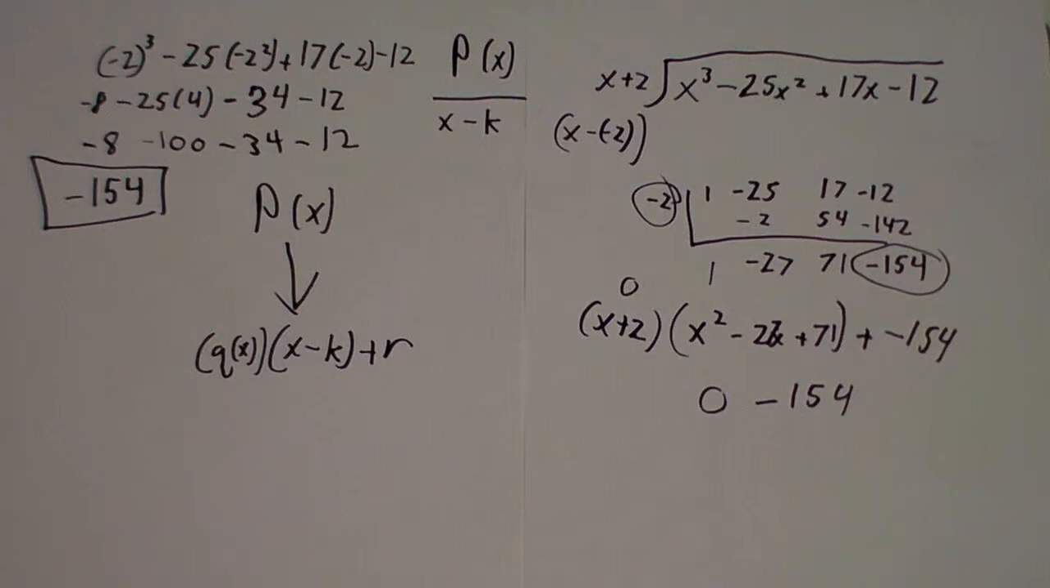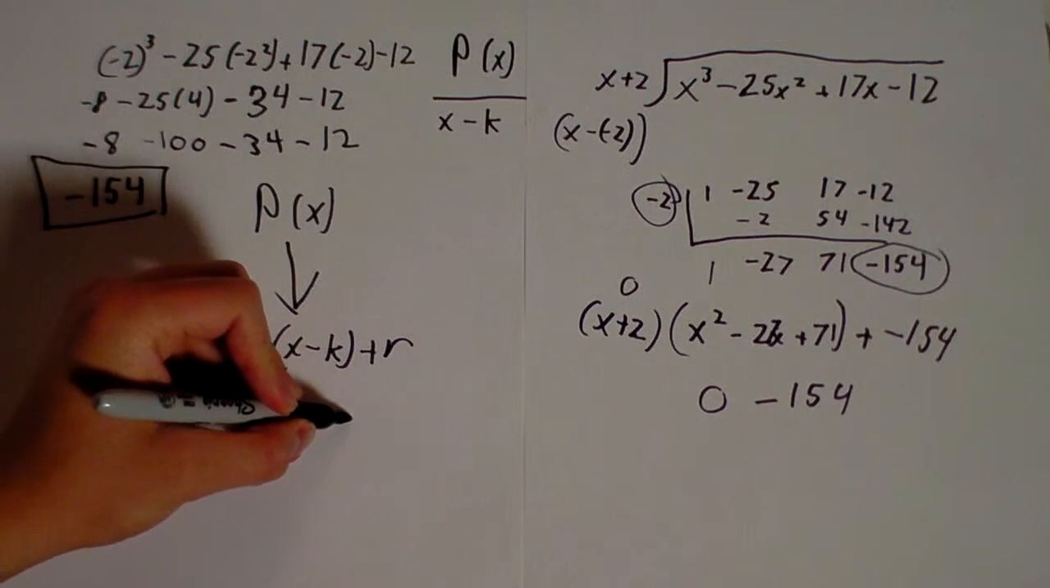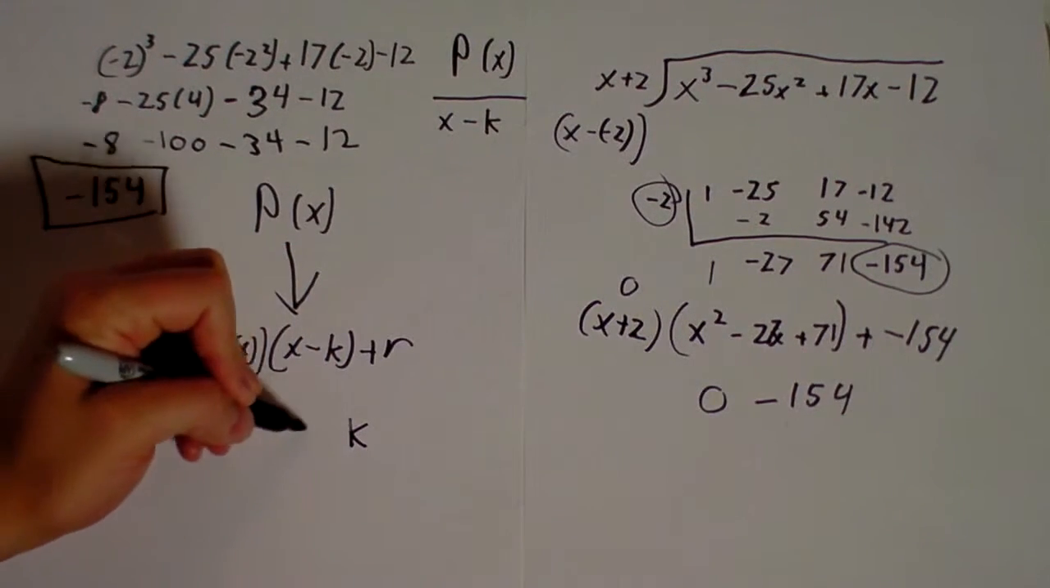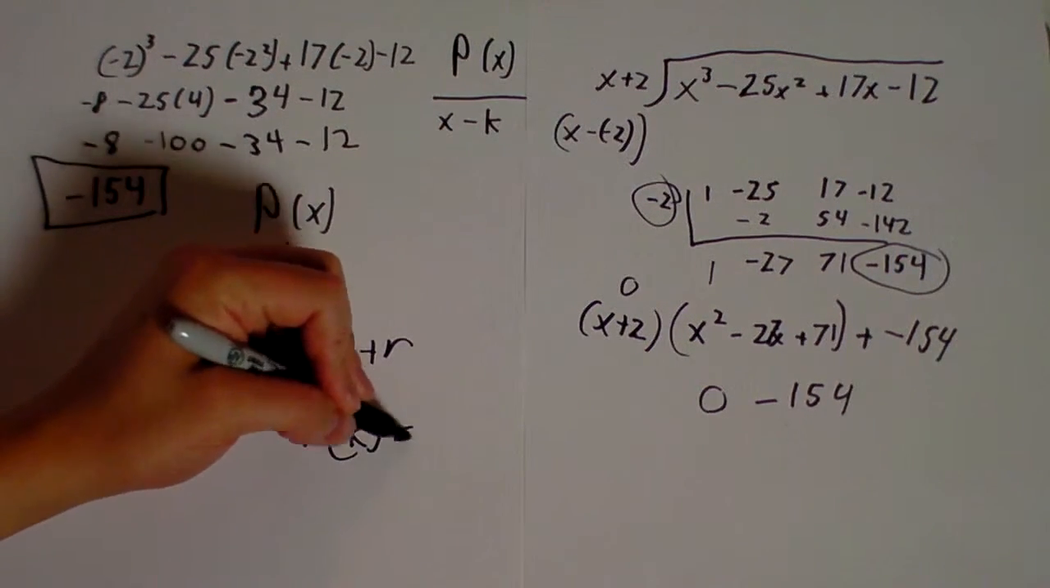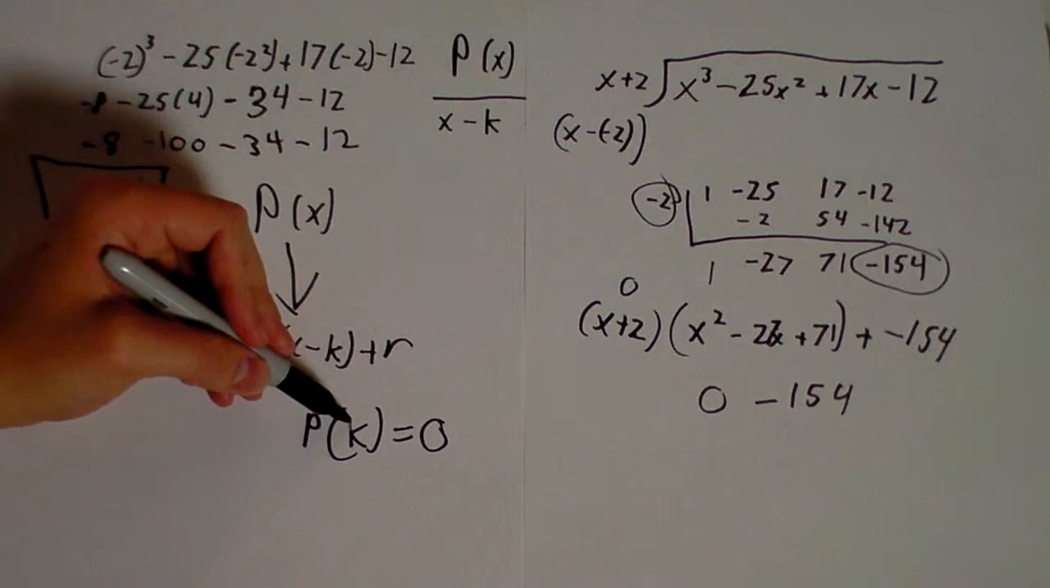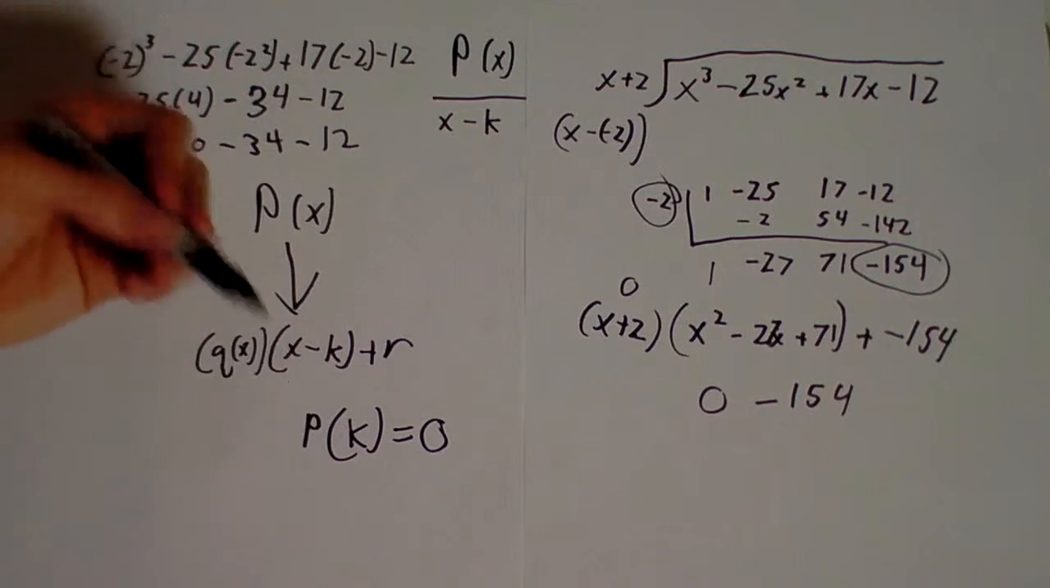But it doesn't stop there. One of the most important things to do with polynomials is to factor them, right? And not just factor them, but see where the zeros of the polynomial are. Now, if we want to figure out if a certain number is a zero of a polynomial, what does it mean to have a zero of a polynomial? Well, it means that if k is a zero of a polynomial, then the polynomial evaluated at k should be 0.